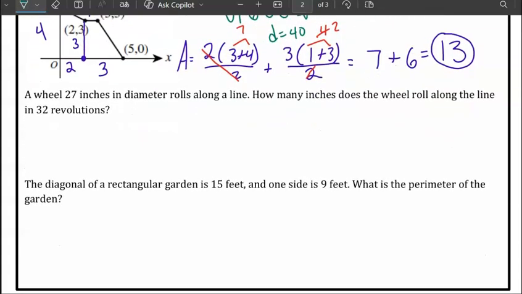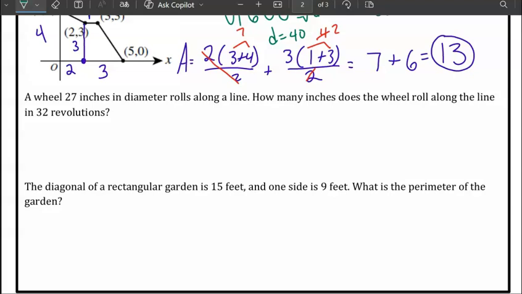A wheel 27 inches in diameter rolls along a line. How many inches does the wheel roll along the line in 32 revolutions?